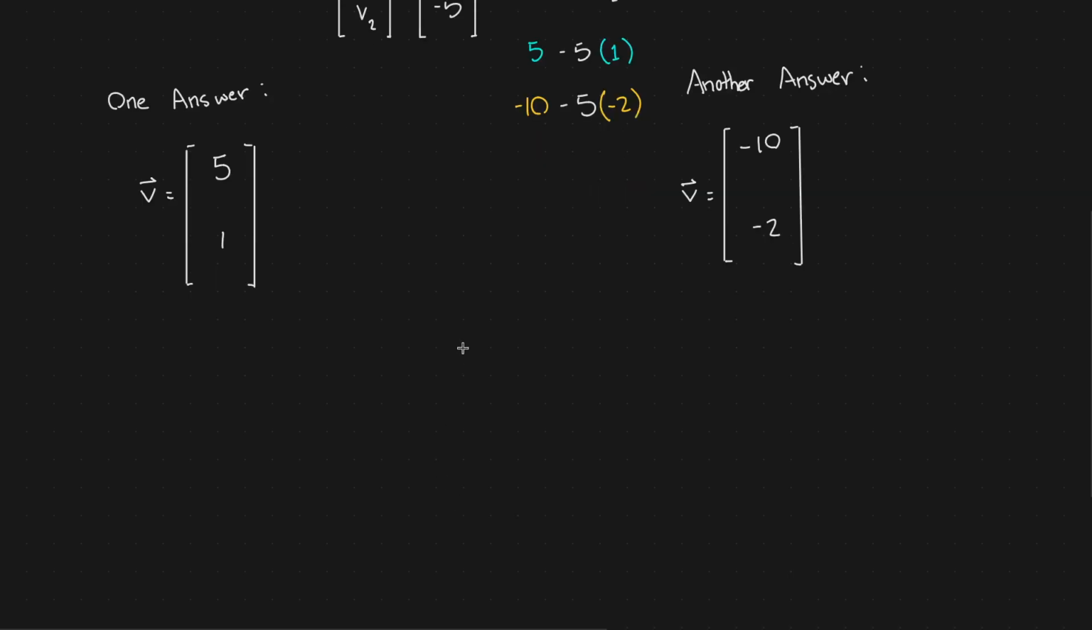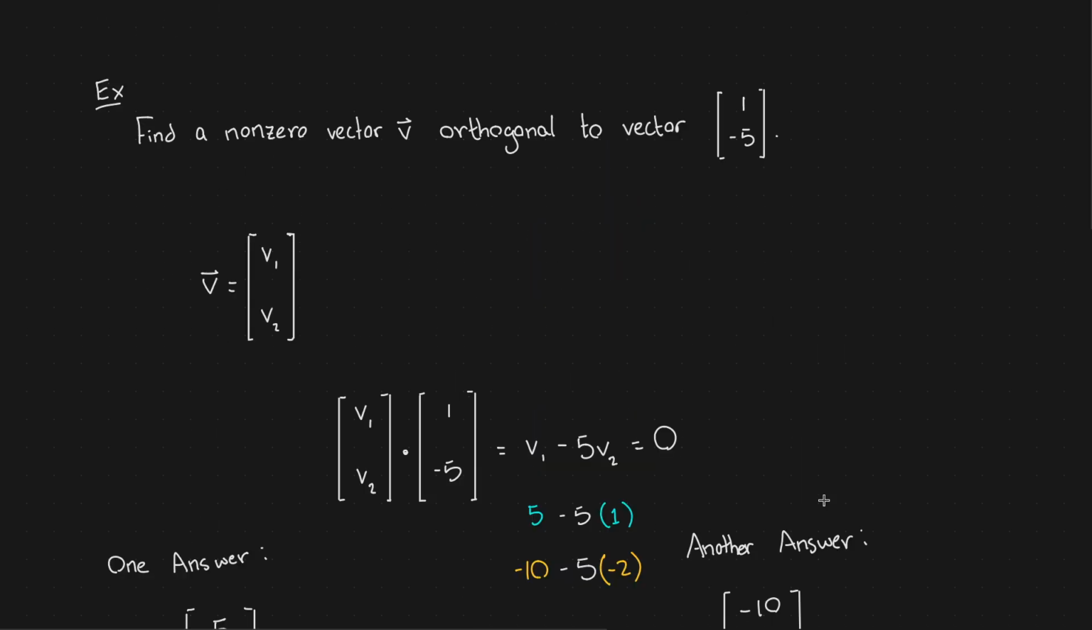And if we sketch these out, and the problem doesn't ask for this, but we're going to do it anyway, we'll see that they are perpendicular to the original vector. So the original vector was 1, negative 5. I'm going to sketch that one out first. So 1, negative 5. That's the original vector.